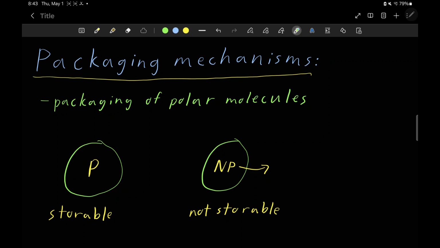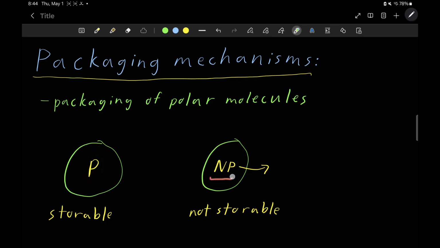So before we get into mechanisms of packaging these molecules, we want to reiterate that a messenger molecule's polarity determines if it can be stored or if it can't be stored. So polar molecules can be stored inside cells as seen here. The reason's because polar molecules don't like fats, they're lipophobic, so they won't want to pass through the lipid cell membrane. They'll want to stay inside and so they can be stored.